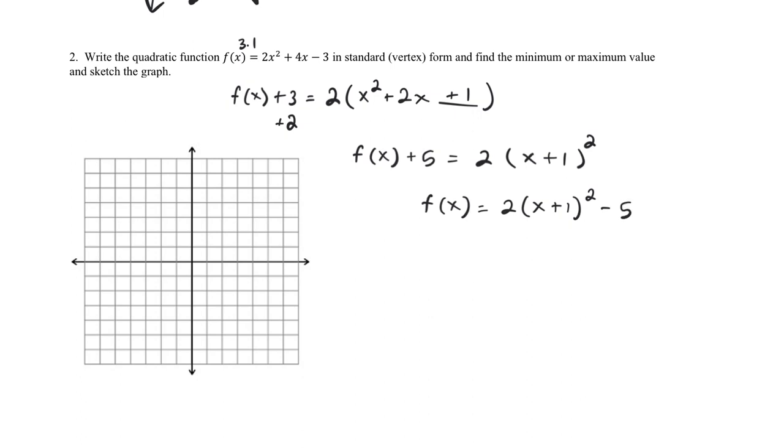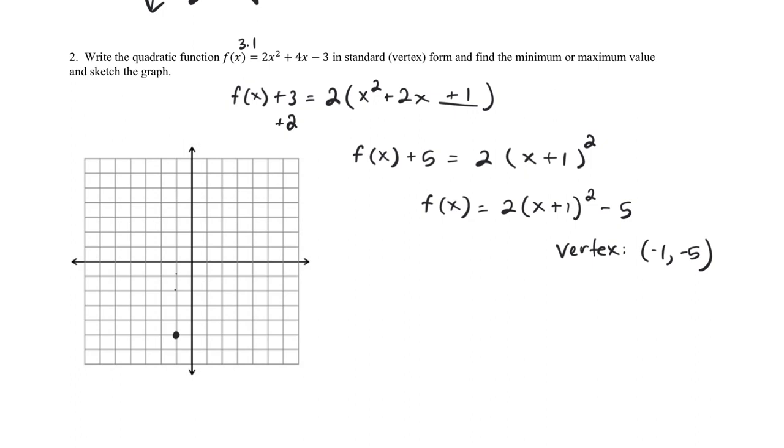Now this is standard form. It's also called the vertex form because using transformations that we learned about in section 2.6, we know that the vertex, which is usually at 0, 0, has been moved 1 unit to the left and then 5 units down. So the vertex is the point -1, -5 right here.